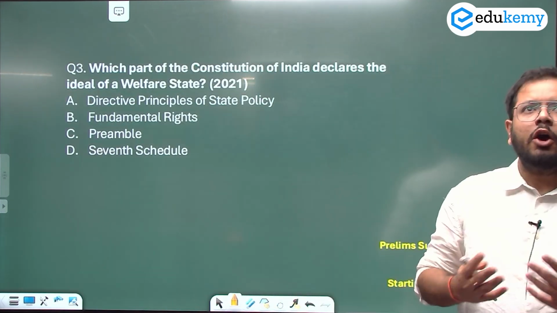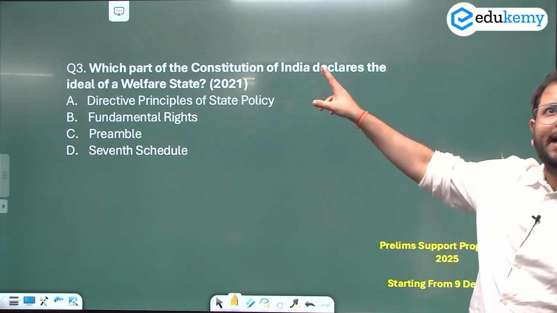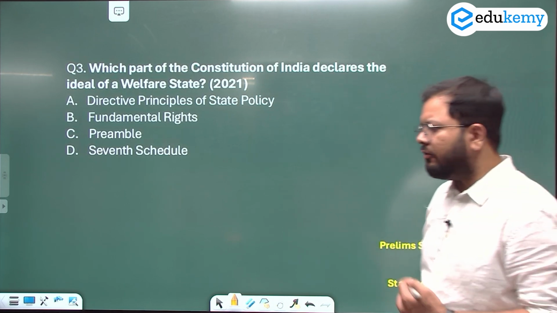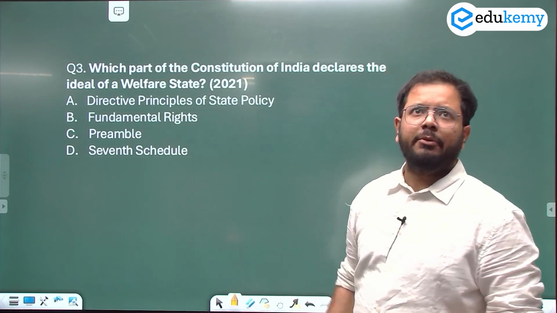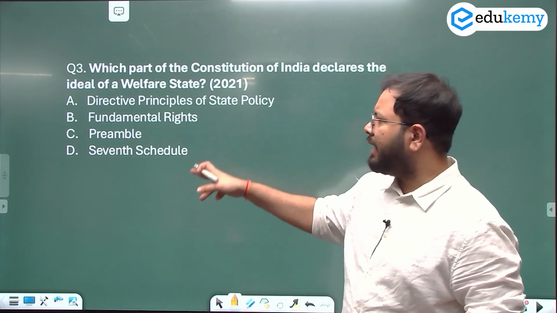Next question. Now question number 3, which deals with which part of the Constitution of India declares the ideals of welfare state. This question was asked in 2021. It has 4 options: directive principles of state policy, fundamental rights, preamble, and 7th schedule.